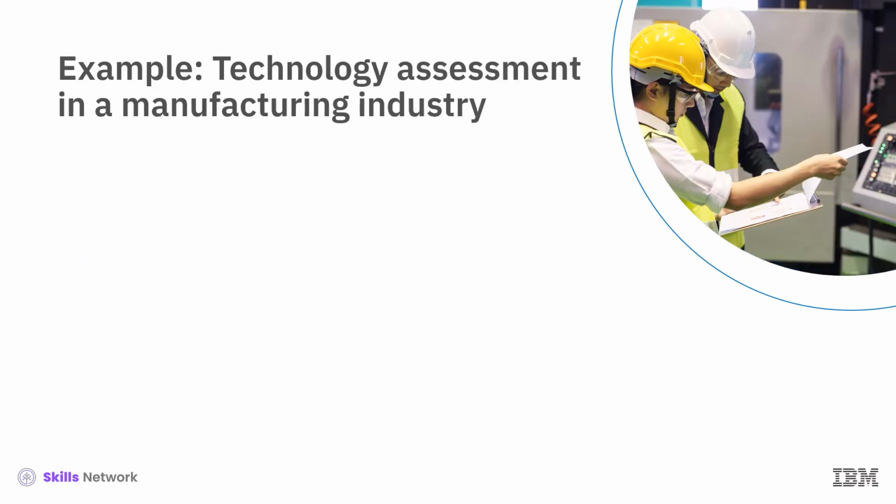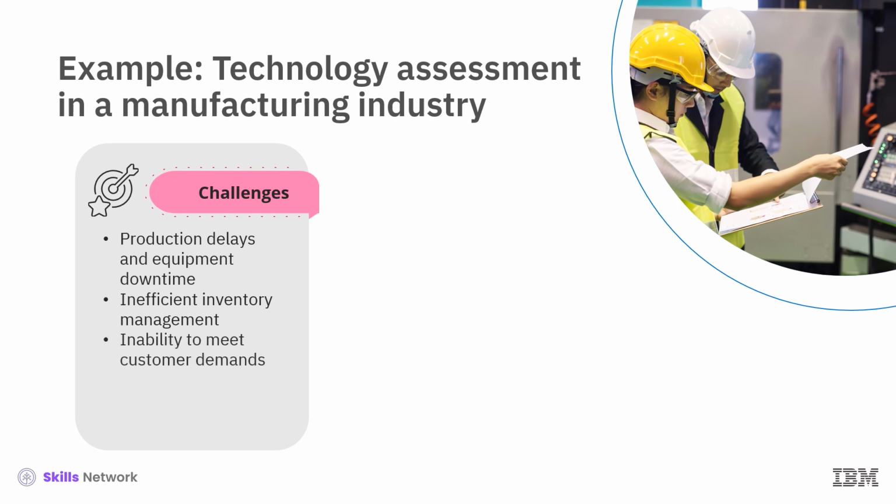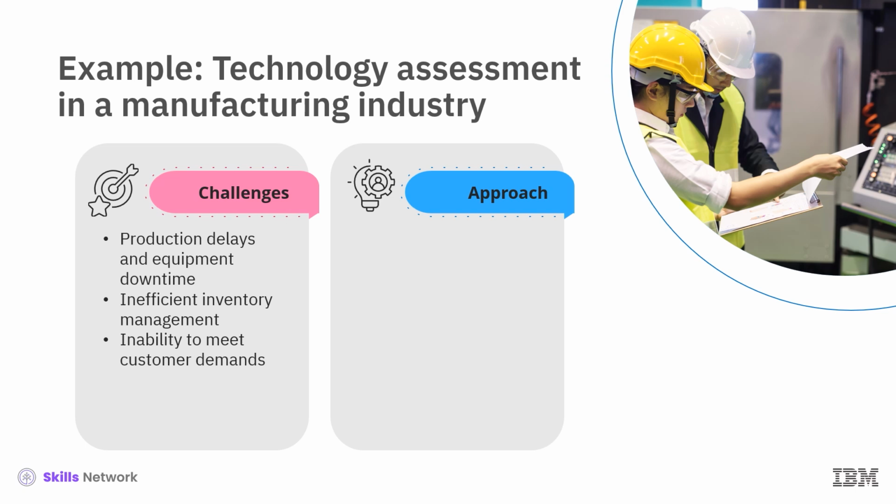Let's discuss an example to see how technology assessment transformed a manufacturing company struggling with production inefficiencies and outdated systems. A mid-sized manufacturing company was facing production delays, equipment downtime, and inefficiencies in inventory management, which affected its ability to meet customer demands. To overcome these challenges, the company initiated a digital transformation, starting with a technology assessment.